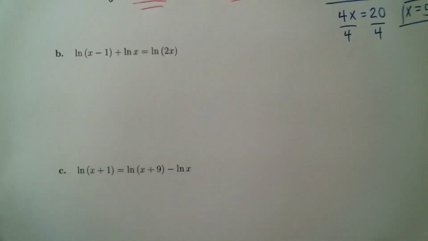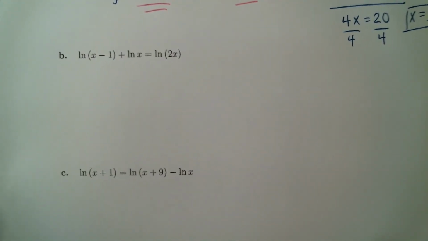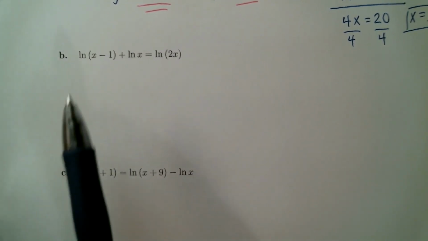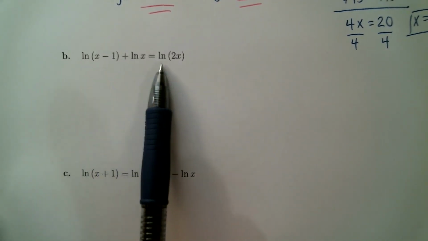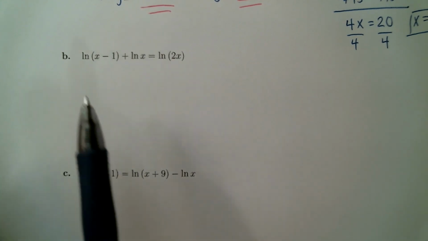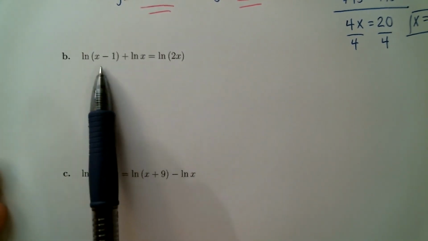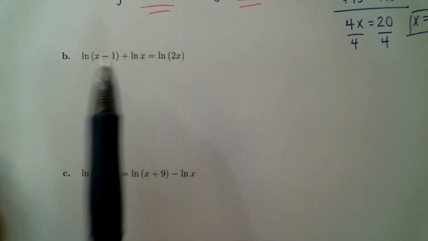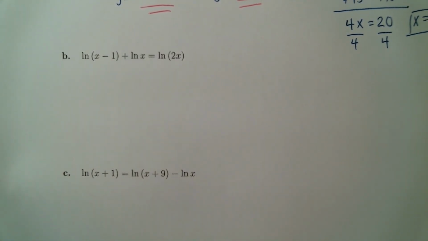All right, in part B, again, a very similar situation. We have 3 logarithms in total, 2 on the left and 1 on the right. Every term has a logarithm. You do not see a single number floating around without a logarithm. So it's going to be in your best interest to turn this into a logarithm equal to a logarithm. Okay, so go ahead and combine the 2 on the left side of the equal sign.